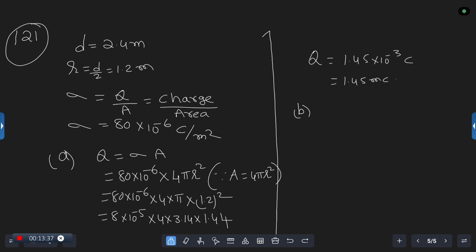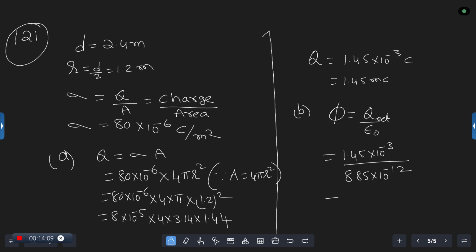Next, what is the total electric flux leaving the surface of the sphere? Total electric flux, formula is what? Phi equals Q by epsilon naught, Q net charge by epsilon naught. So what is the Q? 1.45 into 10 power minus 3. Give the response. 1.45 into 10 power minus 3 by 8.85 into 10 power minus 12.